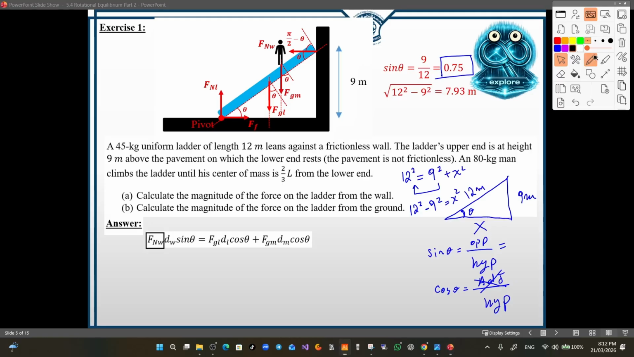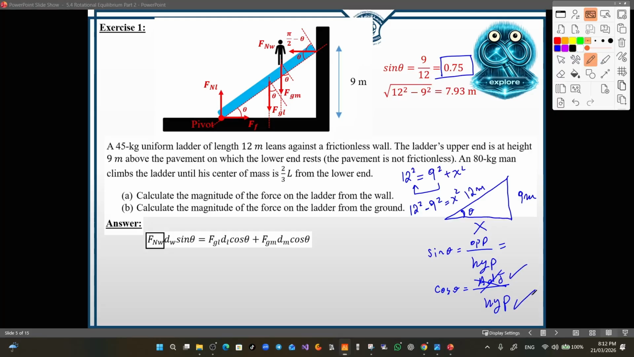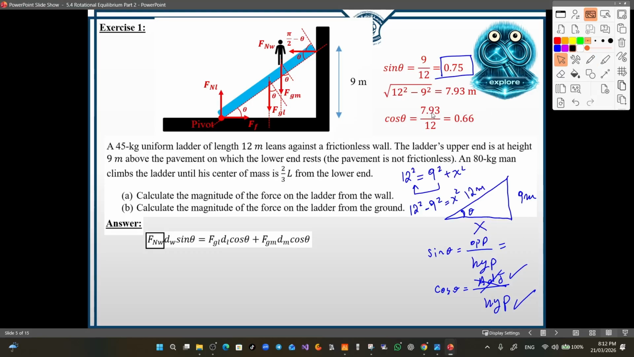Now we have the missing ingredient and we have the hypotenuse. We can now use them to calculate the cosine, and the cosine equals 7.93, this is the adjacent to the angle, over 12, which equals 0.66. Now let's complete here. To calculate the FNW, I need to complete the isolation, which means I should divide both sides over W sine theta, and we'll get this equation.